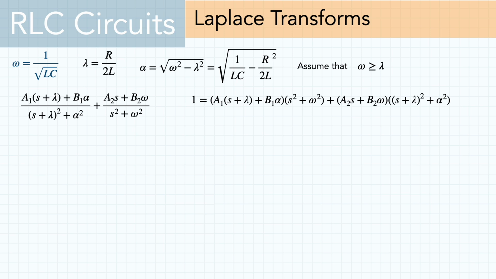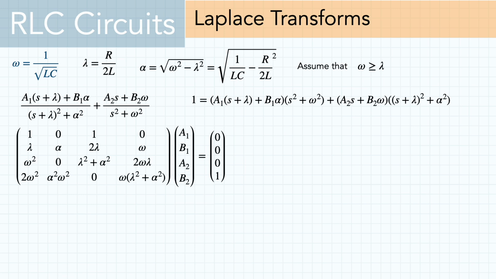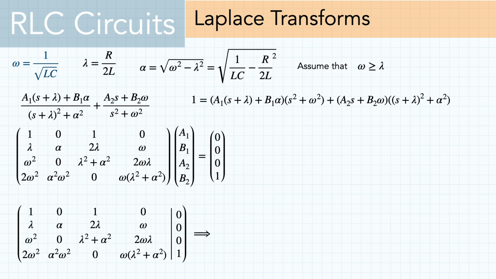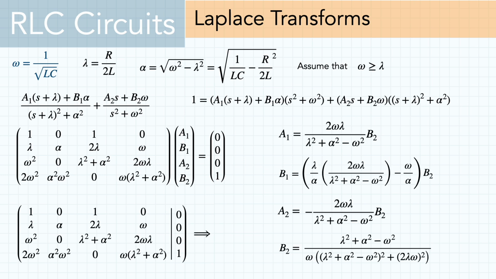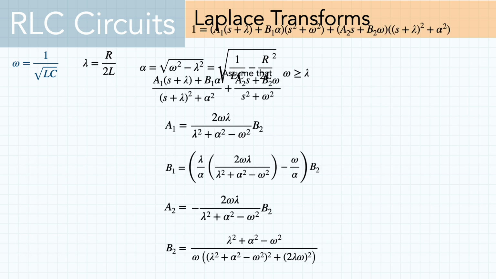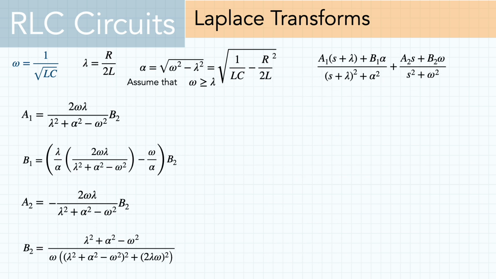So this matrix right here corresponds to A1, B1, A2, and B2, and it equals 0, 0, 0, and 1. Since on the left side our equation equals 0, and it doesn't have an s cubed, s squared, or s factor to it, all of the first three equations equal 0 and the last one equals 1. And we can use an augmented matrix to reduce it down to this, which gives us these values for the 4 terms.